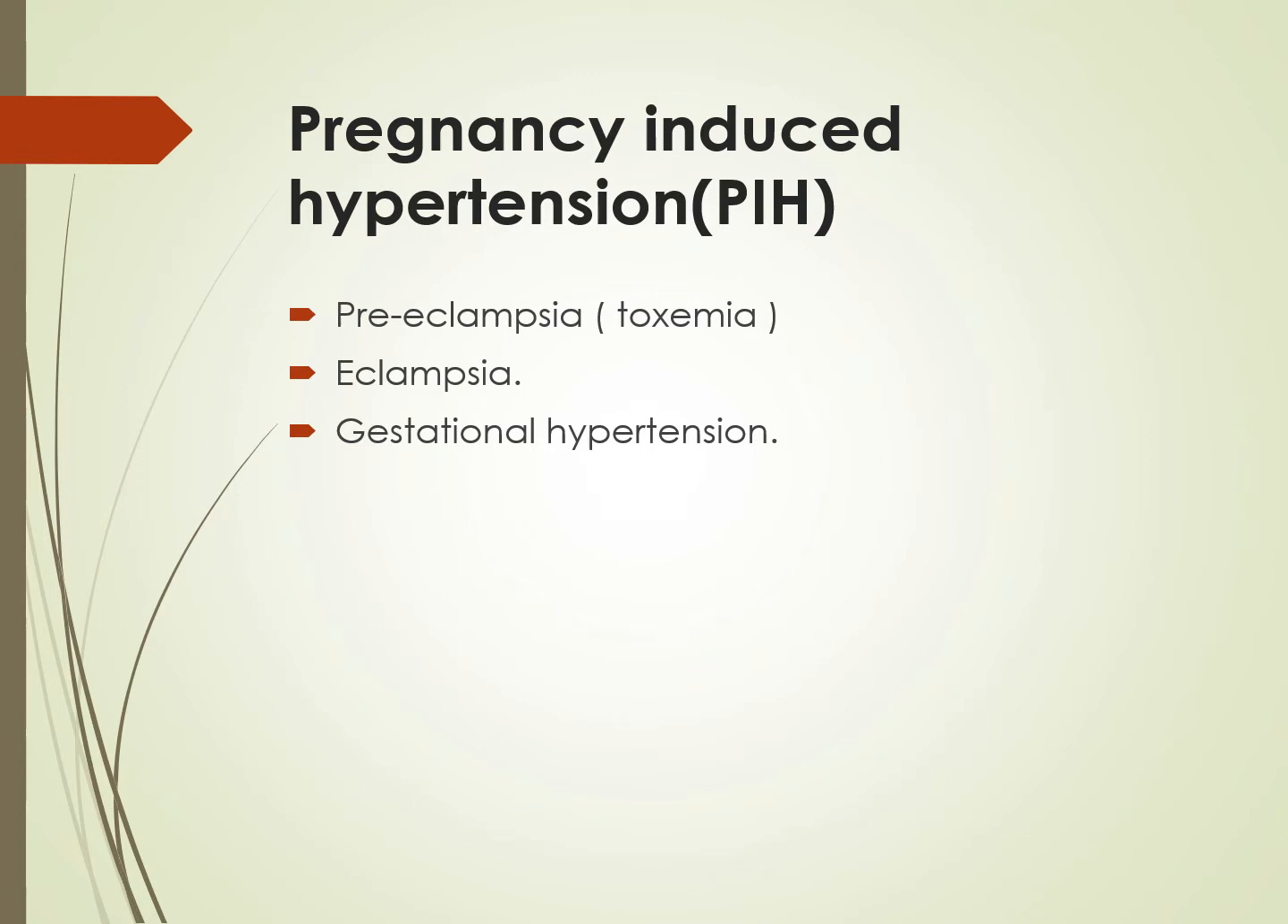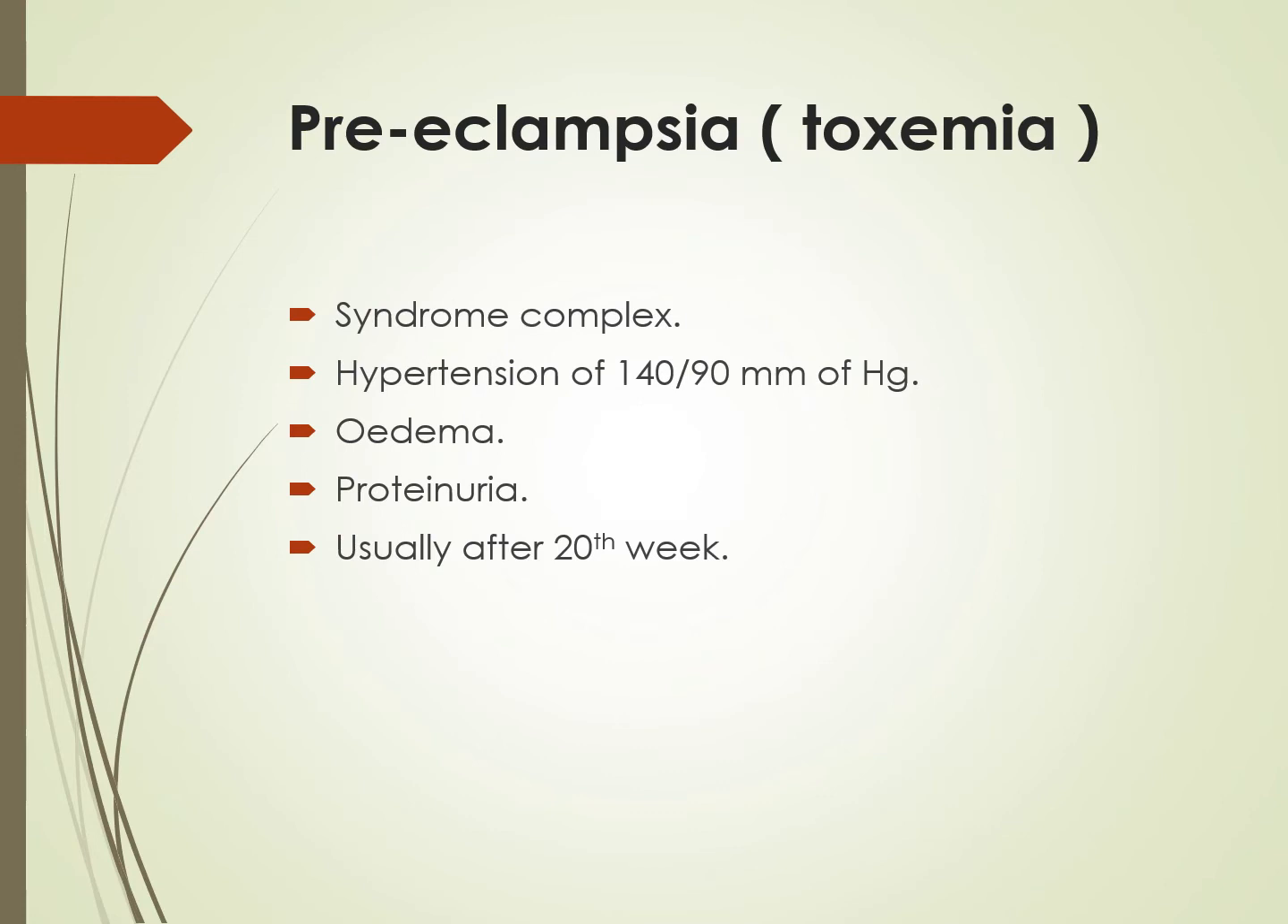The first type is preeclampsia, or sometimes in simple words it is called toxemia of pregnancy. The second type is eclampsia, and the third type is gestational hypertension, or in simple words, high blood pressure during pregnancy. So quickly, we will try to understand in short about all these three types. The first, preeclampsia or toxemia of pregnancy.